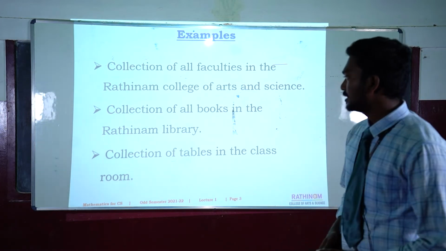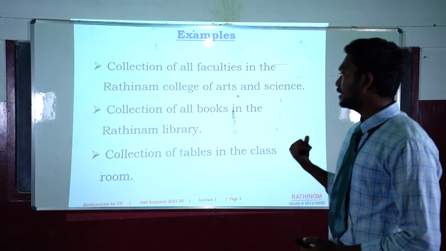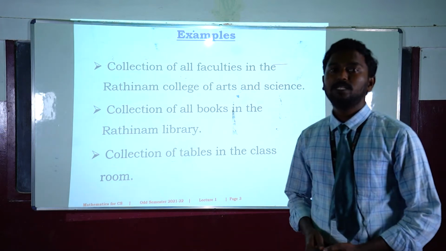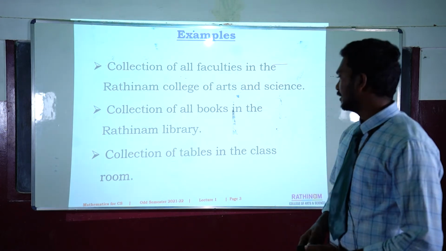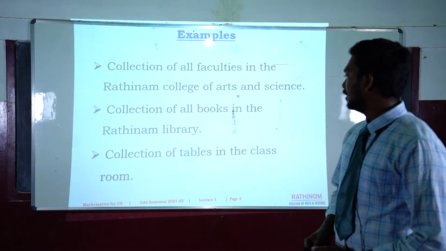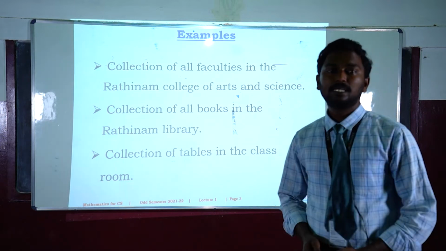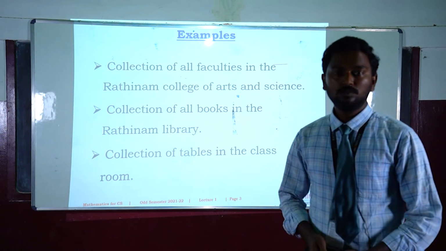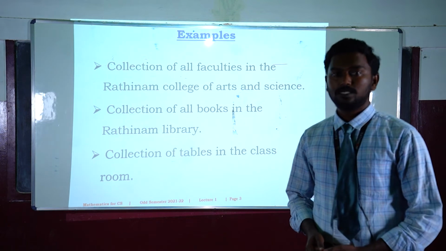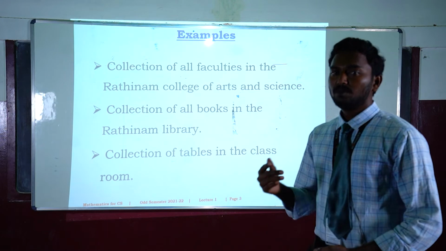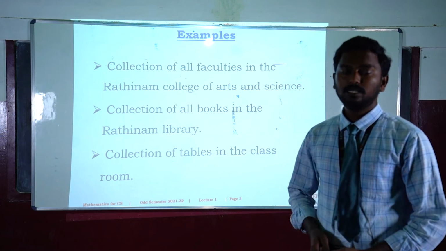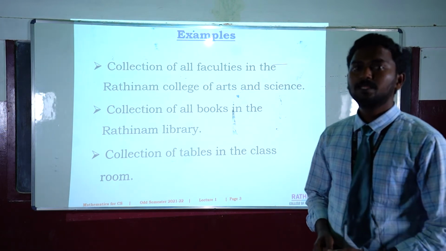So this is called a set. Next example, collection of all books in this Ratnam library. Everything has a certain relation. Next, collection of all tables in the classroom. In this classroom there are 12 tables. You can collect table number 1, 2, 3, etc., up to number 12. So this forms a set.